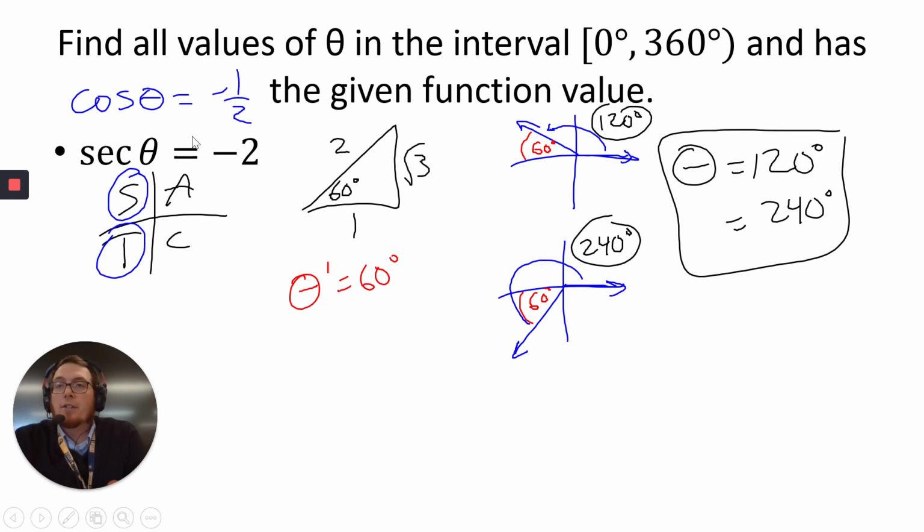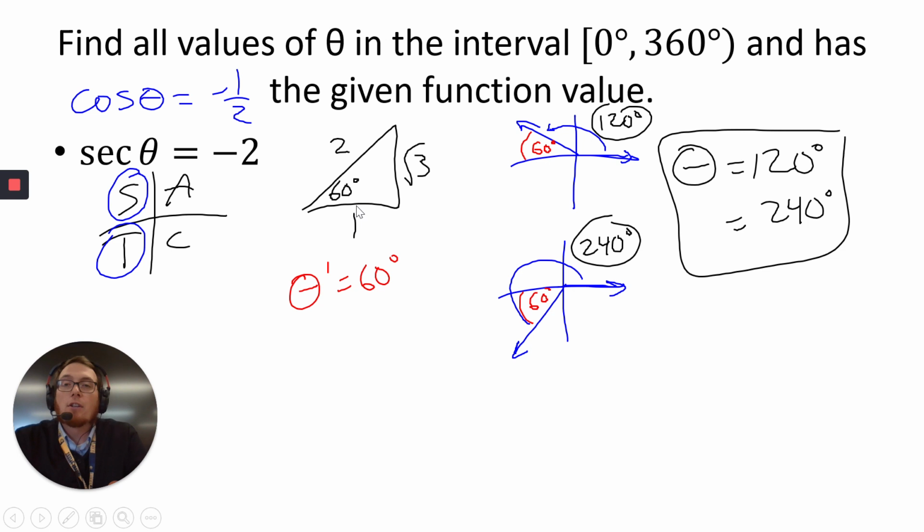The next question is secant of theta equals negative 2. I don't know a whole lot about secant, so I just make it cosine. Cosine is negative 1/2, and that's in quadrants 3 and 2, because it's positive in 1 and 4, so your answers are negative in 2 and 3.